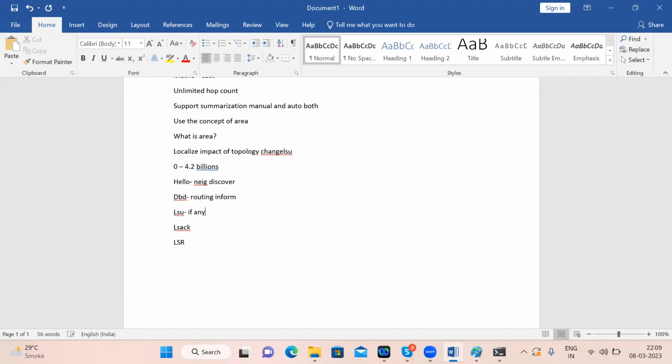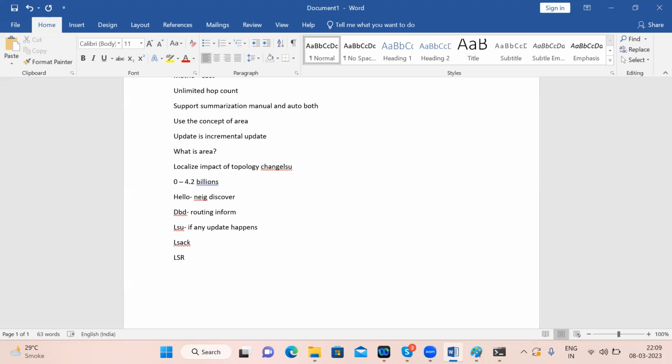If any update happens, why? Because in here also, the update is what? Incremental update. Incremental, same. If any increment happens, then only a router will exchange its information with a neighbor router.